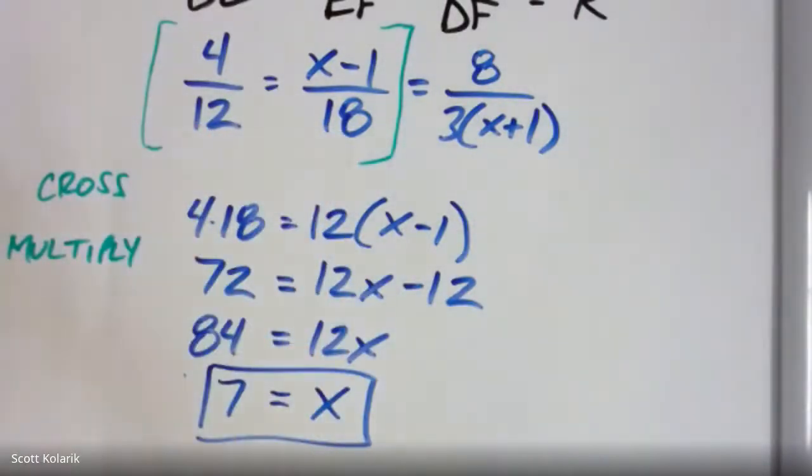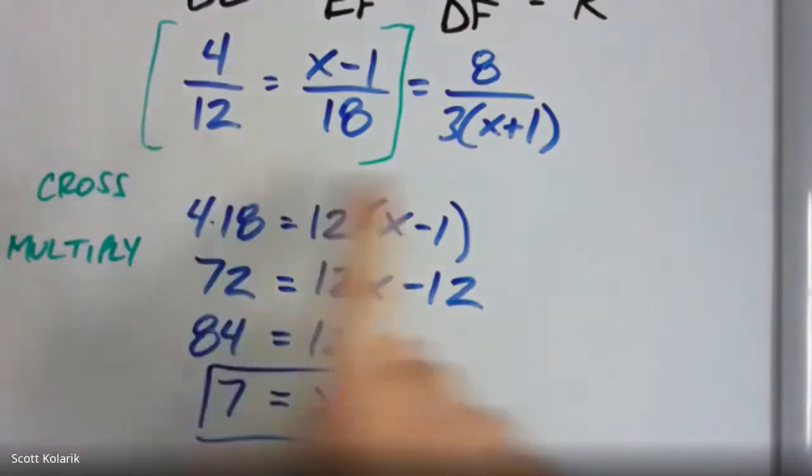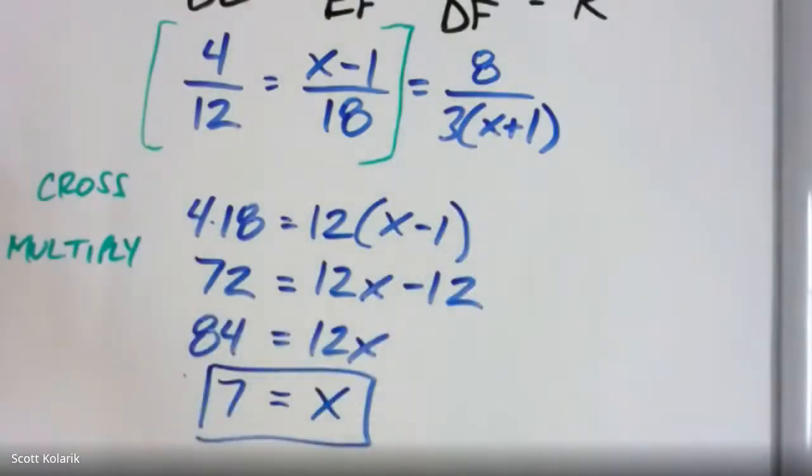It won't always be the front two. You get to pick and choose, really. I could have done 4 over 12 is equal to 8 over 3 times x plus 1 and gone through the same process. It just would have been a slightly longer process, and I would have had to distribute that 3 times the x plus 1 first.